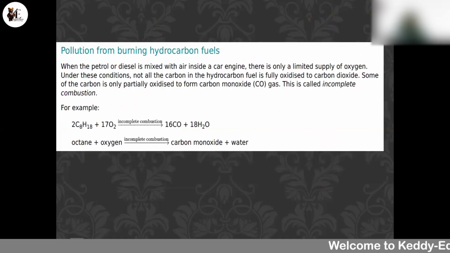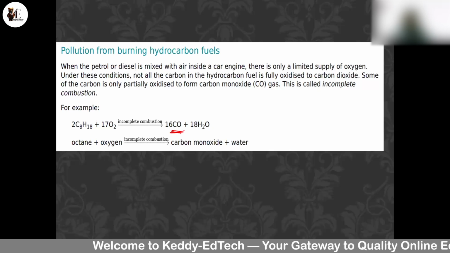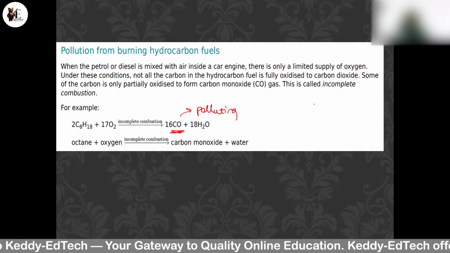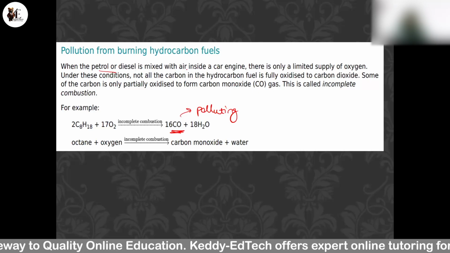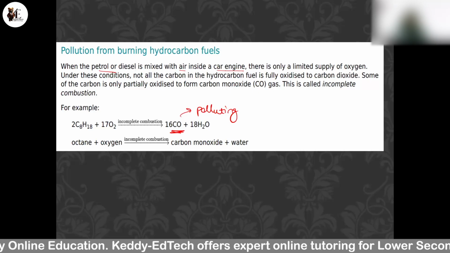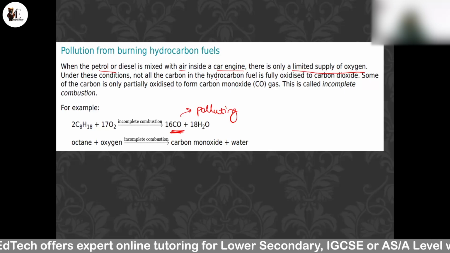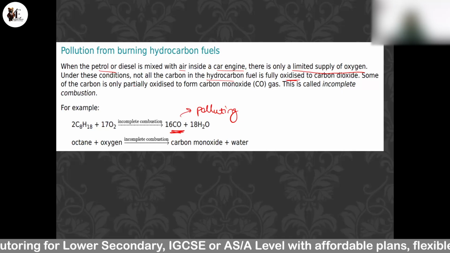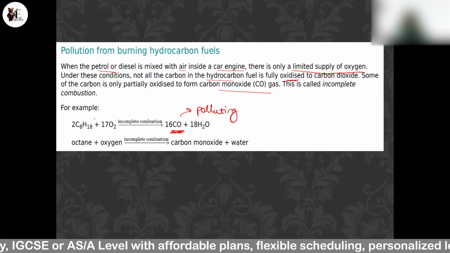Next is the pollution which is caused by burning hydrocarbon fuels. When there is incomplete combustion, carbon monoxide is produced, which is a very polluting gas. It occurs when there is a limited supply of oxygen. When petrol or diesel is mixed with air inside a car engine, there is only a limited supply of oxygen. Under these conditions, not all the hydrocarbon is fully oxidized to carbon dioxide. Some is partially oxidized to carbon monoxide gas. This process is called incomplete combustion.